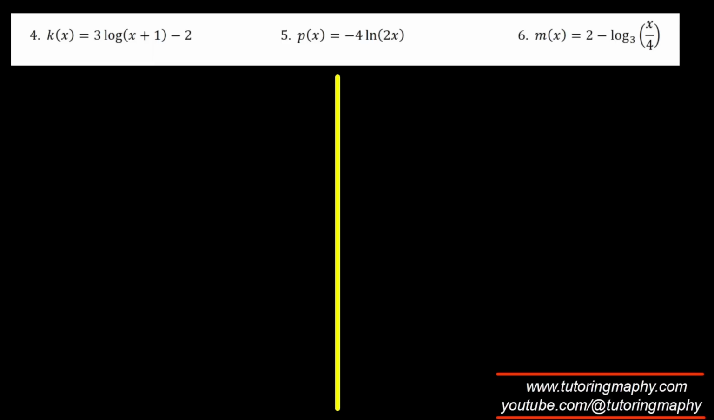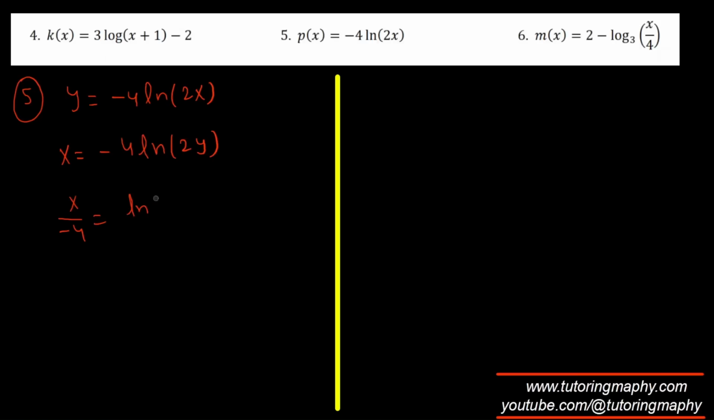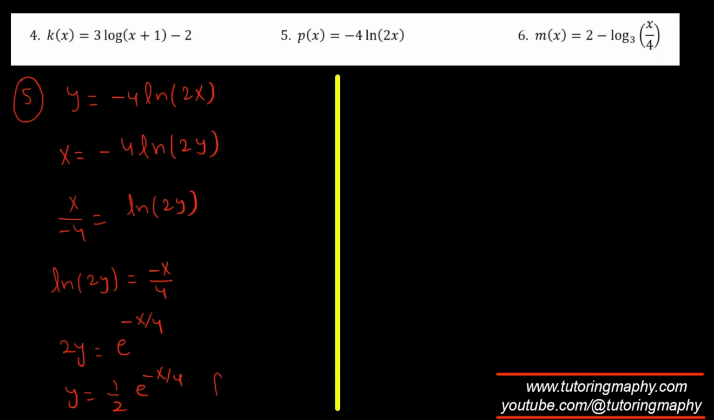At question number 5, we have y is equal to negative 4 ln 2x. x is y and y is x. So if I do this, this is how it looks. Dividing both sides by negative 4, this is what we have. Flip the equation, so ln 2y is equal to negative x over 4. Doing away with the log, since this is natural log, the base is e, which goes on the other side and becomes e raised to negative x over 4. Dividing both sides by 2, this is how it looks. And y is p inverse, right? So the final answer is p inverse x is 1/2 e raised to negative x over 4.